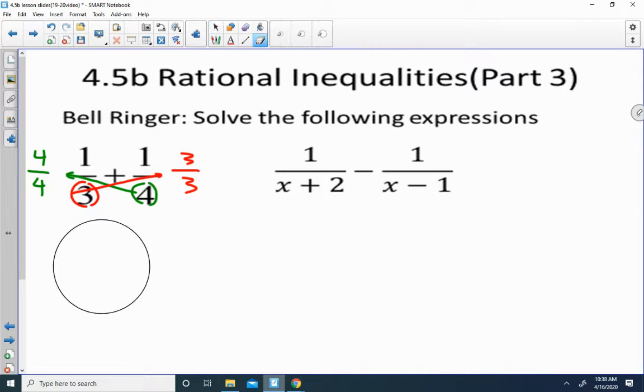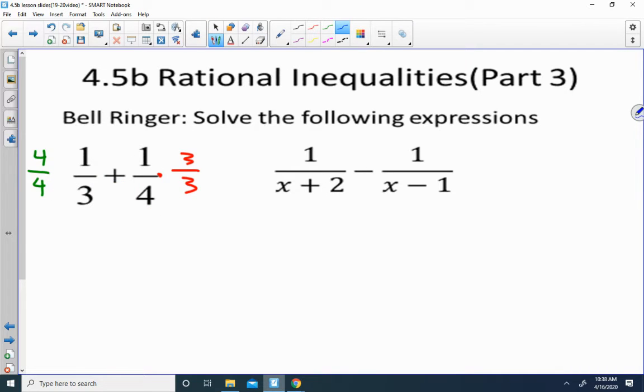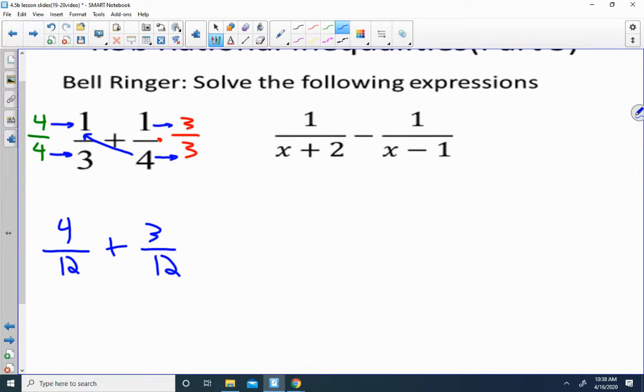And let's see what happens when we do that. On this side, I'm going to have 4/4 times 1/3. So on top, I'll get 4, and on bottom, I'll get 12. Oh, look at that, common denominator of 12. Now let's check the same thing for the other fraction. Multiply 3 top and bottom, that's going to give me 3/12. And using that easy trick where you multiply the denominator to opposite sides, you'll get a common denominator.